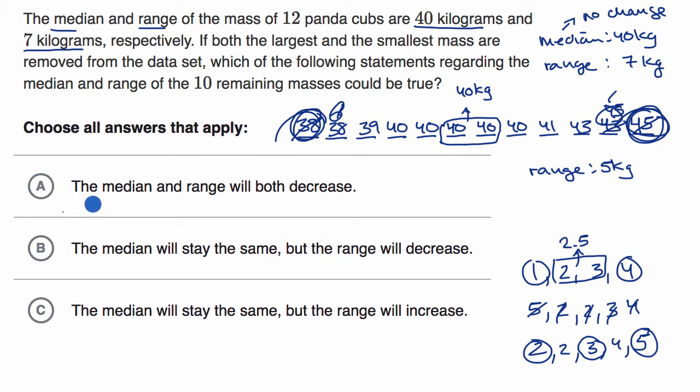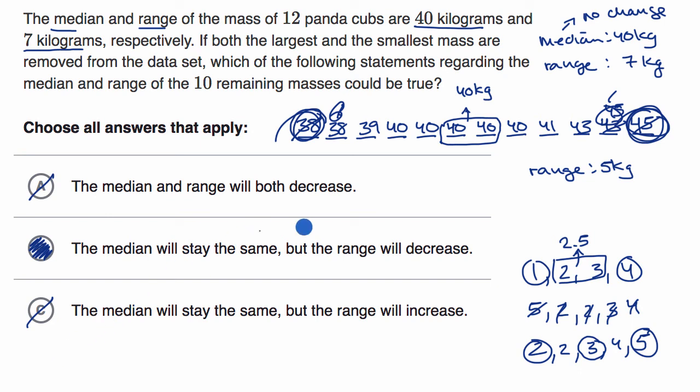All right, now let's look at the choices. The median and range will both decrease. Note, the median cannot decrease. The median will stay the same. Yep, that can happen. But the range will decrease. Yep, that's possible. The median will stay the same, but the range will increase. Nope, that's not possible. If they had another choice that said the median will stay the same and the range will stay the same, that would also be possible. And since this is a choose all answers that apply, that could have also been something that we circled.